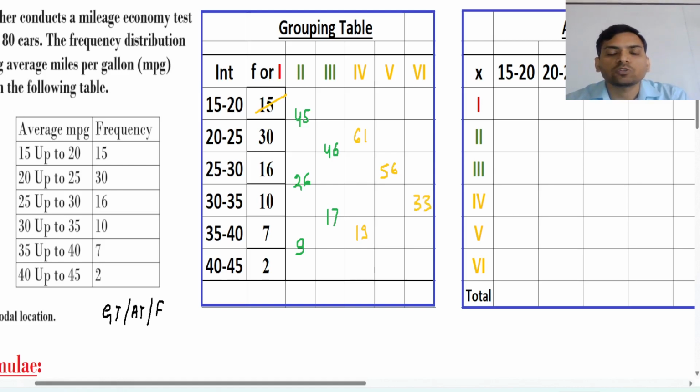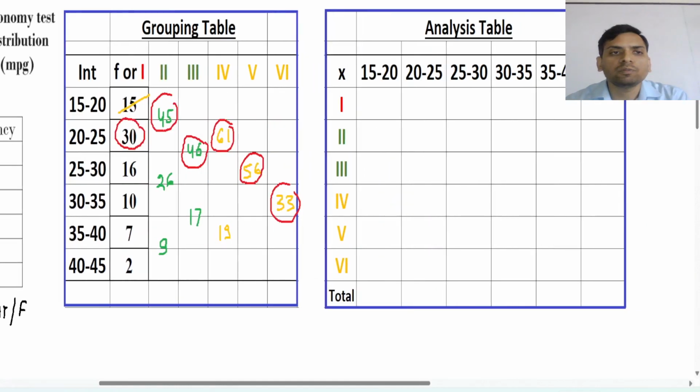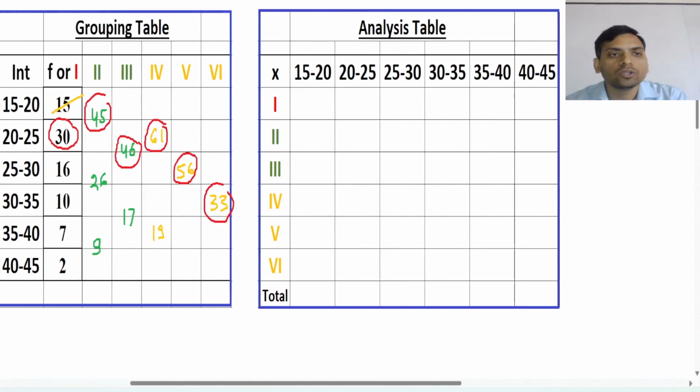Now all these values, all these columns, we will focus on maximum. So first this 30 is maximum, in second 45 is maximum, in this third column 46 is maximum, this is 61, and these all are maximum. Now we will put all these maximum locations in analysis table. So we are rotating this table horizontal to vertical and vertical to horizontal. So in this first column, this 30 is maximum, and this is for 20 to 25. So first column value is for 20 to 25. So we can mark 1 here.